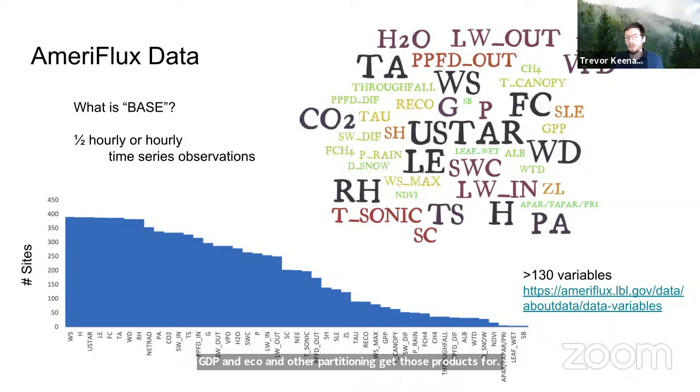So there are over 130 different variables that are reported by AmeriFlux PIs and that we process in the AmeriFlux management project and surface in the base product for users to make use of.